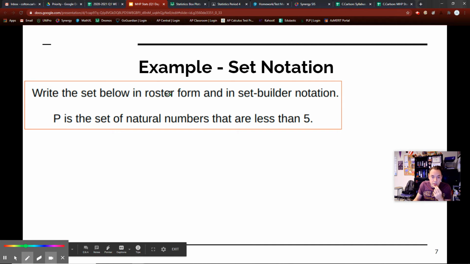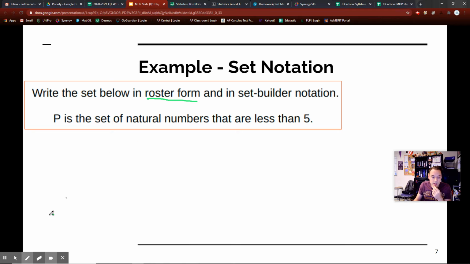So it wants us to first find the roster form, and then it wants us to find the set builder form. Christmas colors. Everyone loves Christmas, right? So roster form, what does that look like? P is the set. So P equals the set of natural numbers that are less than 5. What are the natural numbers that are less than 5?